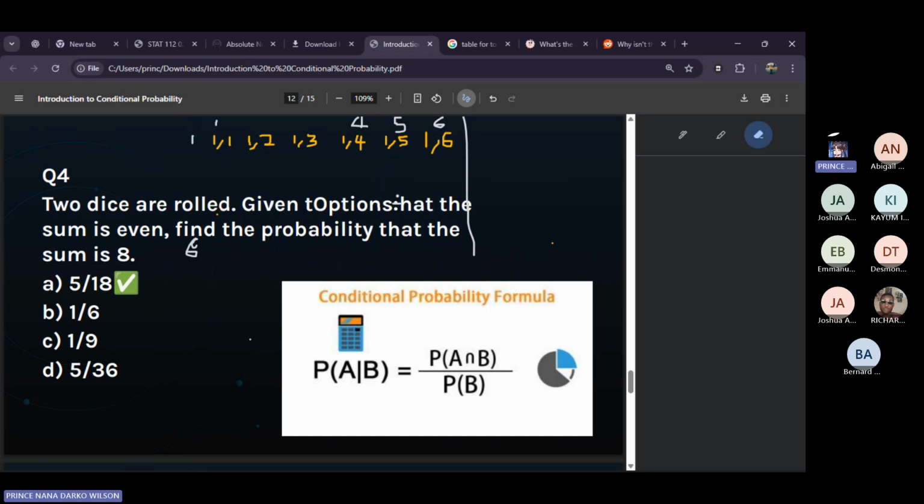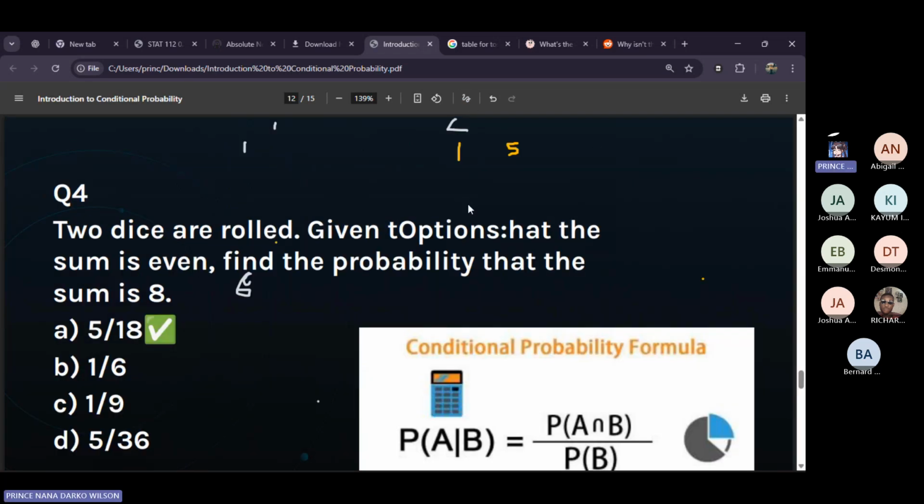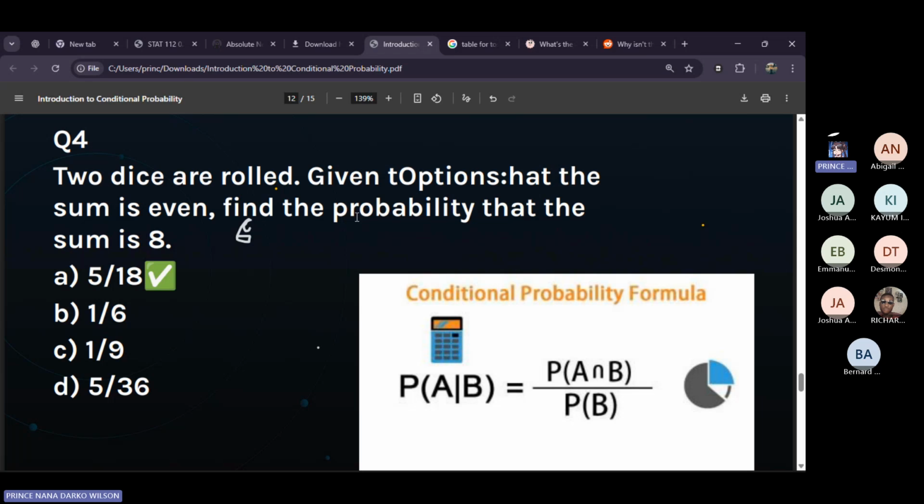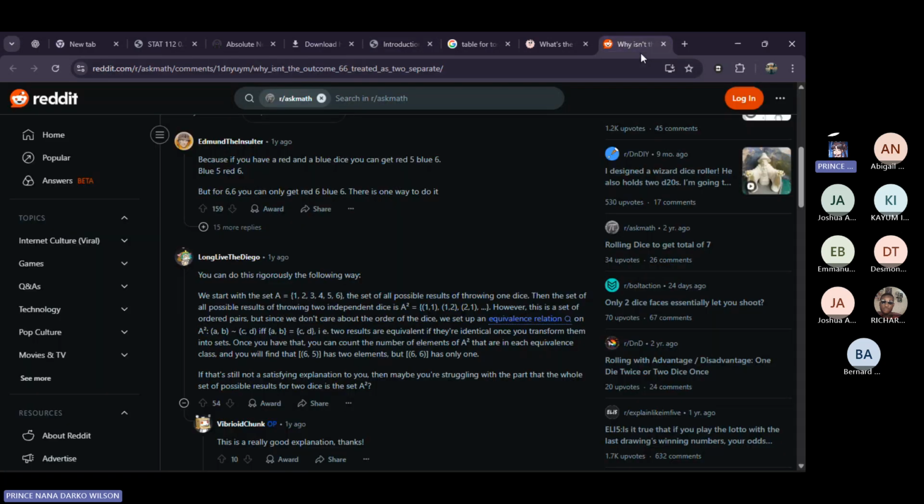All right. There's a little typo in the question. It's fine. So here's the question. It says that two dice are rolled. Given that the sum is even, let's find the probability that the sum is 8. So we roll a die and another die. We are trying to find the probability that the numbers that popped up sum up to 8 upon rolling the two dice, given that it is even as well. This might be hard to understand, but let me show you an image to prove that.